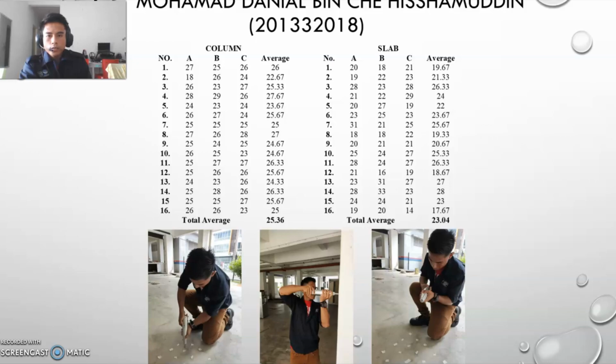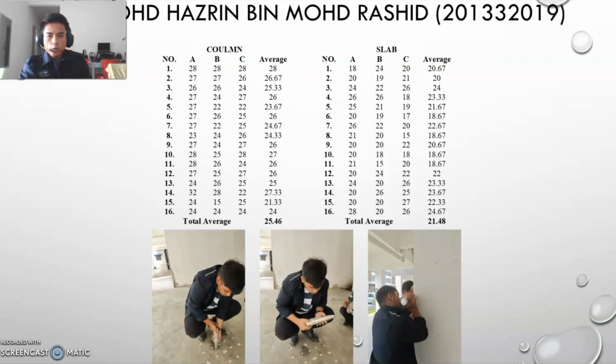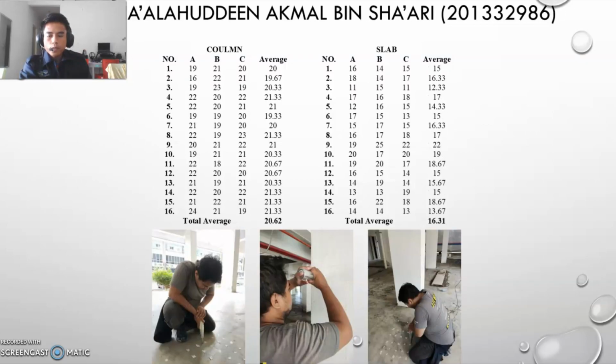Number 3 is Muhammad Danial bin Hisshamuddin. Total average for column is 25.36 and total average for slab is 23.04. Next is Muhammad Hazrin bin Muhammad Rashid. Total average for column is 25.46 and total average for slab is 21.48. And lastly is Sha'alahuddeen Akmal bin Sha'ari. Total average for column is 20.62 and total average for slab is 16.31.